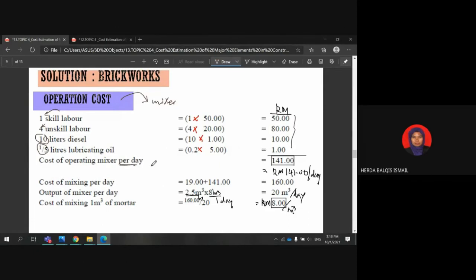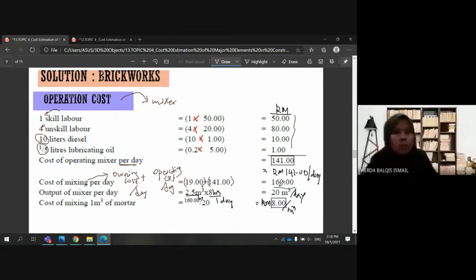So make sure when you want to calculate the mixing cost, you say that mixing cost is equivalent to owning cost plus the operating cost. So the unit is per day, 19 ringgit plus 141 ringgit, so you will get 160 ringgit per day for the mixing cost.